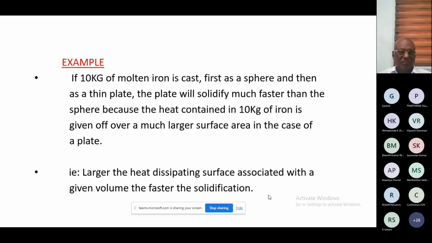For example, if 10 kg of molten iron is cast, first as a sphere and then as a thin plate, the plate will solidify much faster than the sphere because the heat from the 10 kg is given off over a much larger surface area in the case of a plate. The larger the heat dissipating surface associated with a given volume, the faster the solidification.